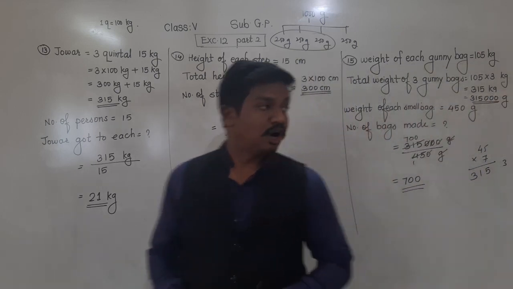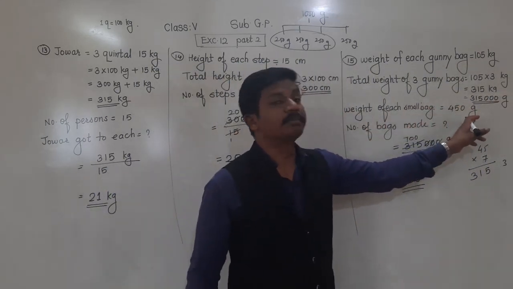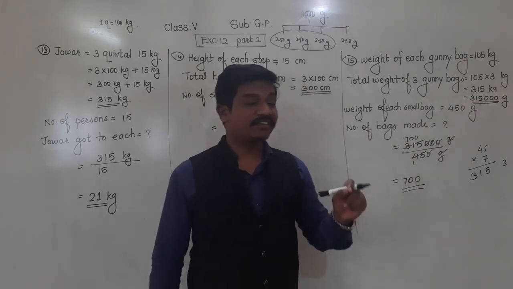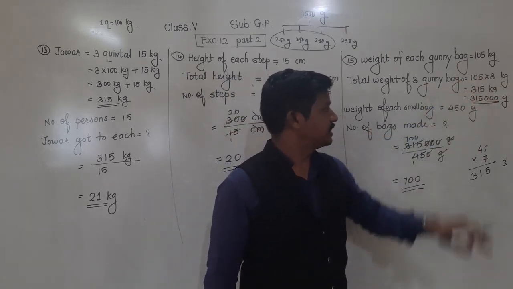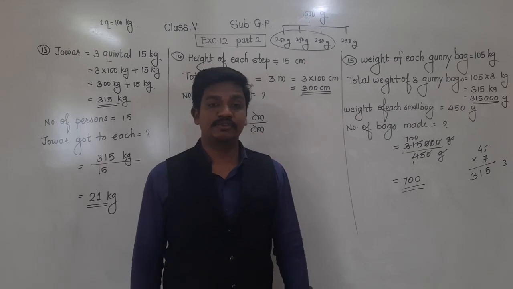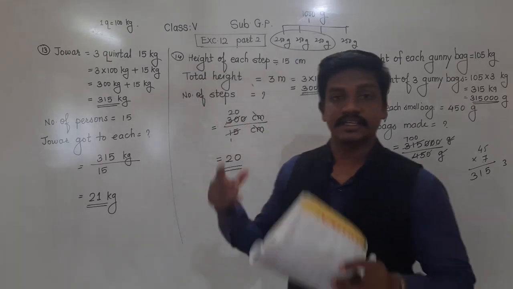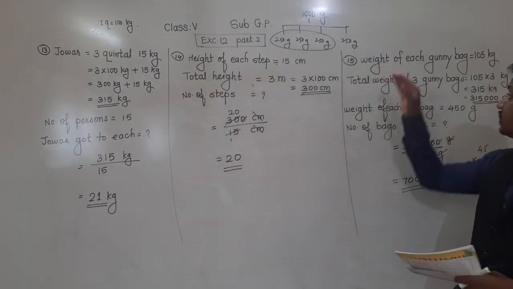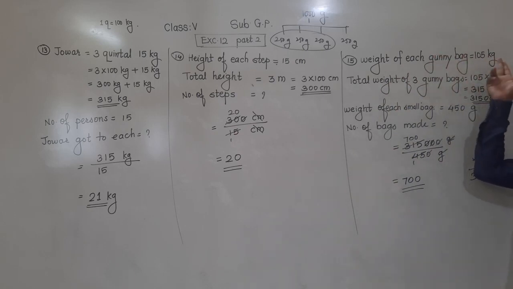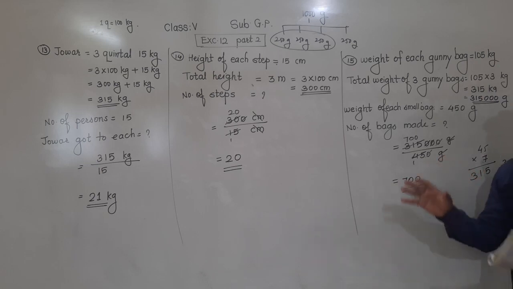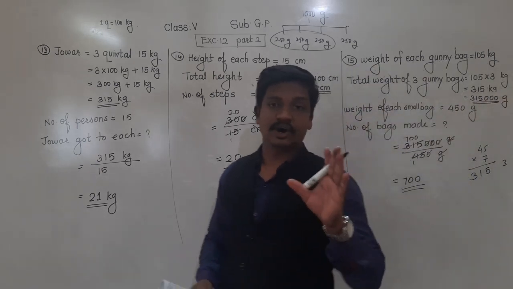700 bags, each weighing 450 gram, are made or are required to pack this 3,15,000 gram of sugar. Okay, which is in 3 gunny bags, each weighing 105 kilograms. See how we have proceeded. So watch this video very carefully, understand all the problems.